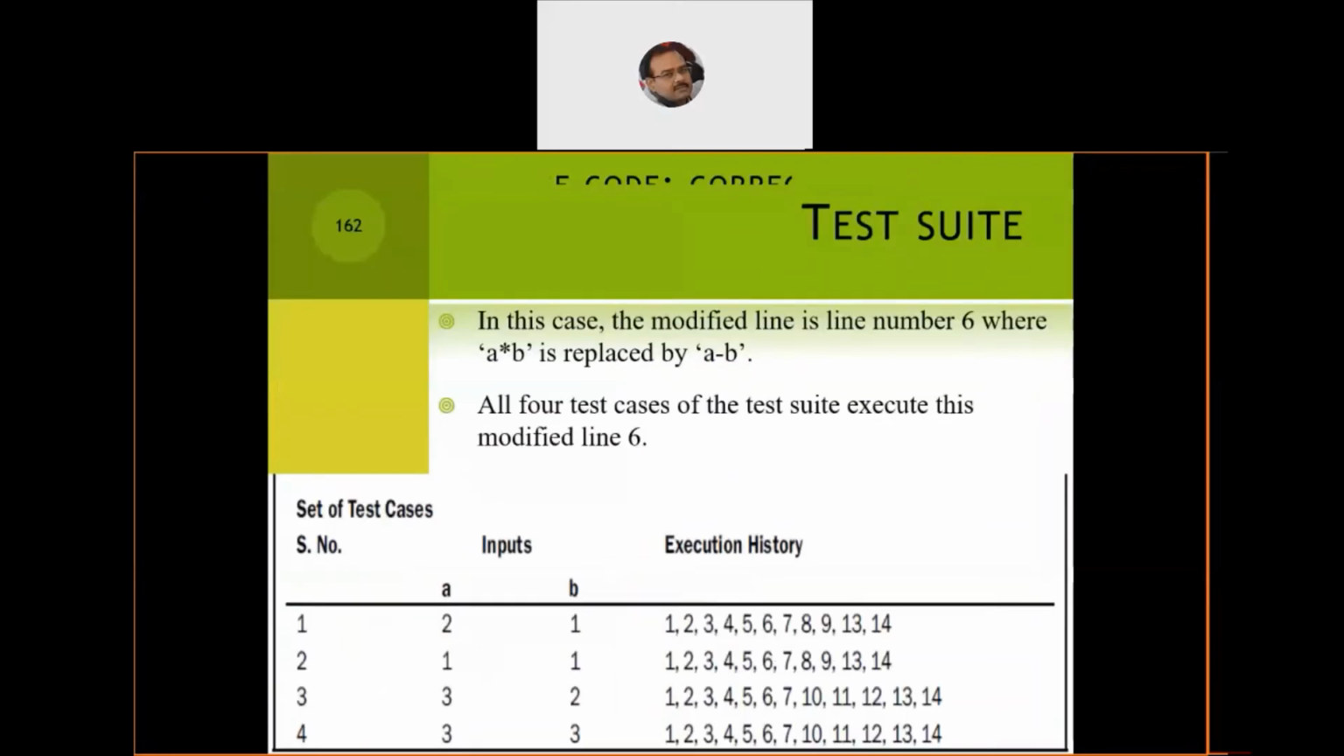Now in this code, if you see, the modified line is line number 6, where a multiply b is replaced by a minus b. And all the 4 test cases of the test suite execute this modified line. So here this is our test suite. A test suite is a collection of test cases. So serial numbers 1, 2, 3, 4, the inputs given for variables a and b are 2, 1, 1, 1, 3, 2, 3 and 3.